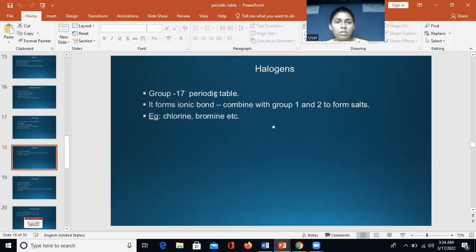Halogens. Halogens are the group 17 elements in the periodic table. They form ionic bonds and combine with group 1 and 2 to form salts. Example, chlorine, bromine, etc.